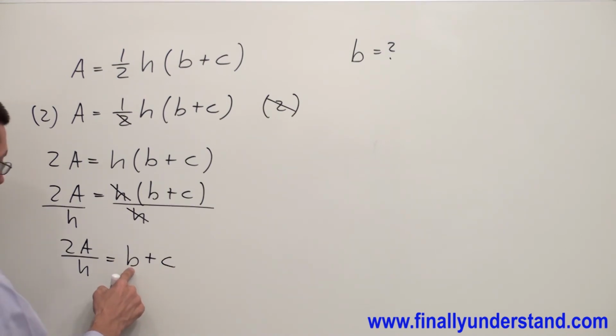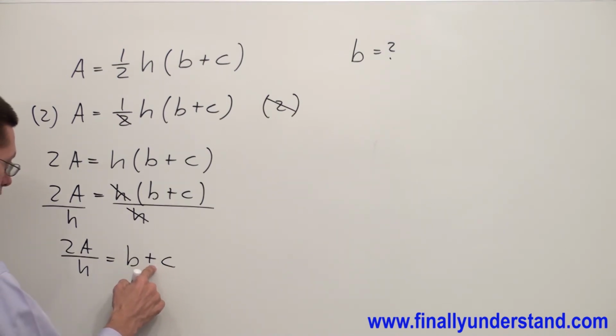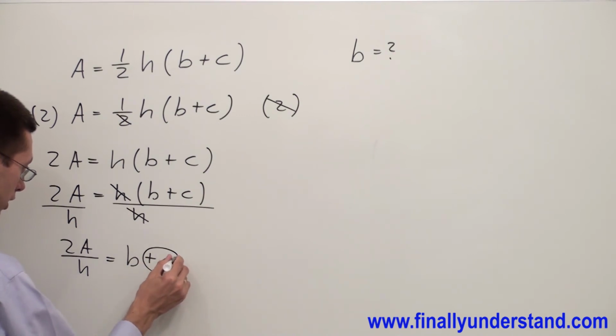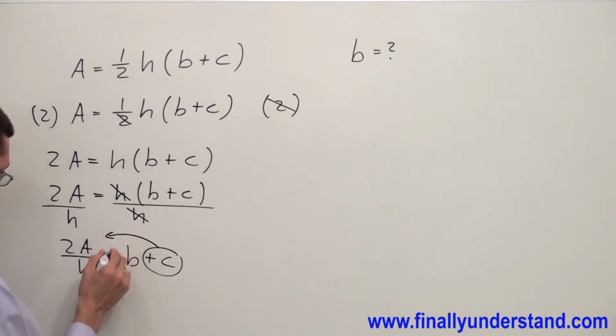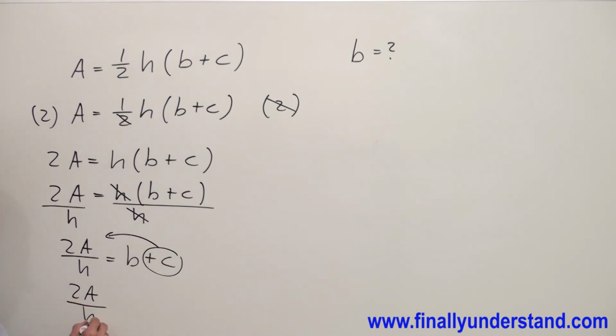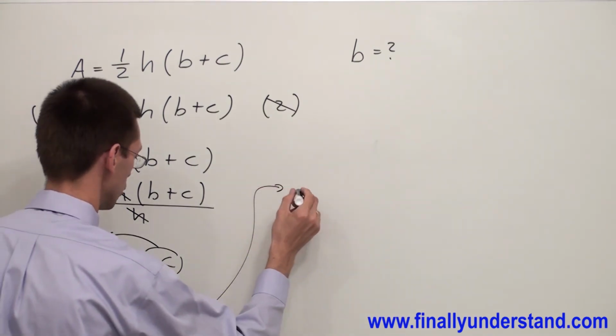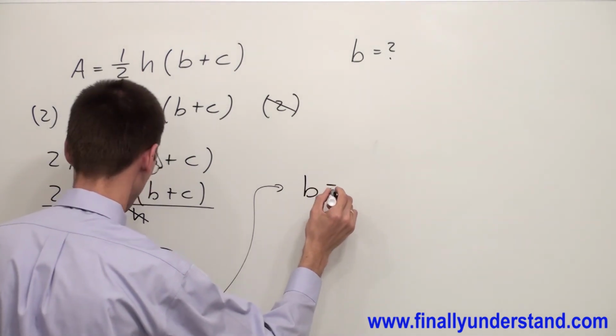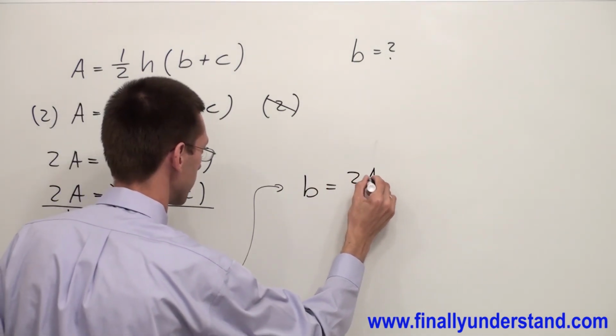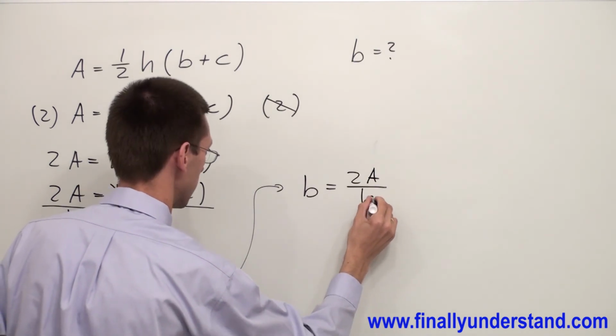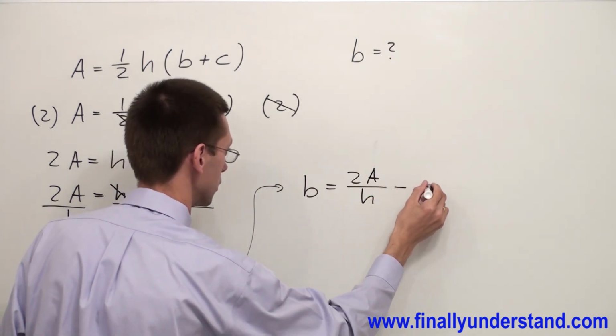I'm looking for b. c is added to b. In order to eliminate c from here, because I have addition, I have to take this c and move it to the other side. That's why I'm going to have 2a over h minus c is equal to b. So I can say that my solution is b equals 2a over h minus c.